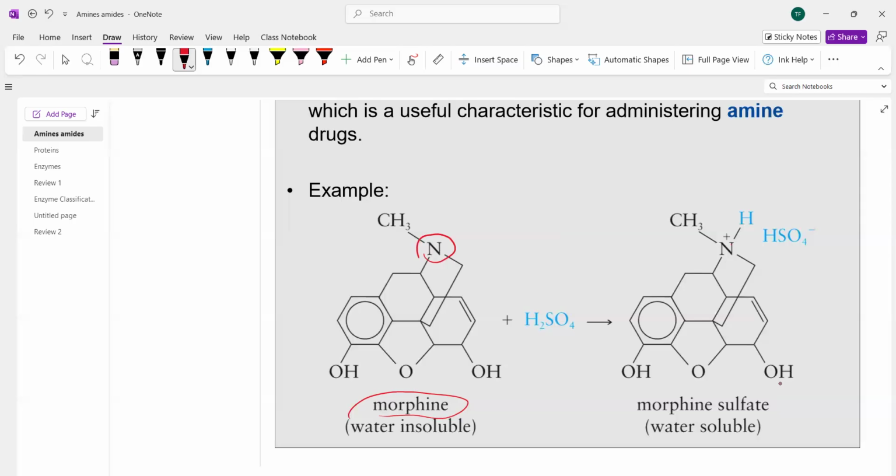Okay, so this makes sense. What we're doing is we're putting an amine in an acidic environment. And this guy now is going to go over here and form this quaternary amine.